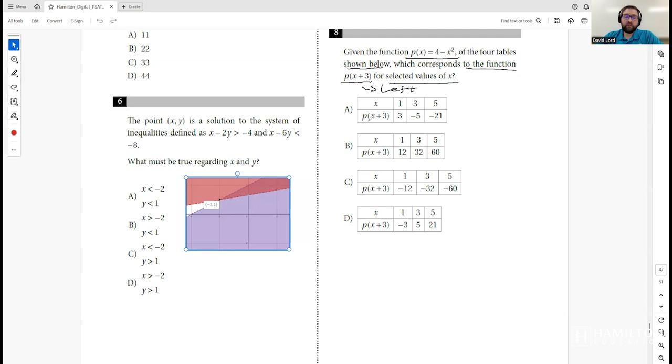We have the x values and they're saying what p of x plus 3 is. So if I plug in 1 for x, I would get p of 4, which, looking back at the beginning, was going to be 4 minus 16, or negative 12. So when I plugged in 1, it says 3 here. I'm like, nope, it should be negative 12, so it's not A. This is positive 12, so it's not B. Negative 12 looks great. And D says negative 3, which is not the answer. If you keep plugging in the other points, it will also work. But C is the right answer.